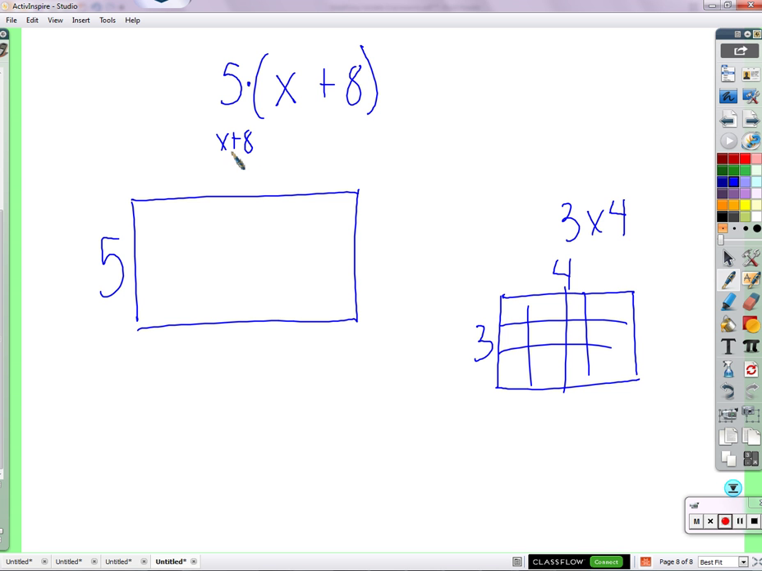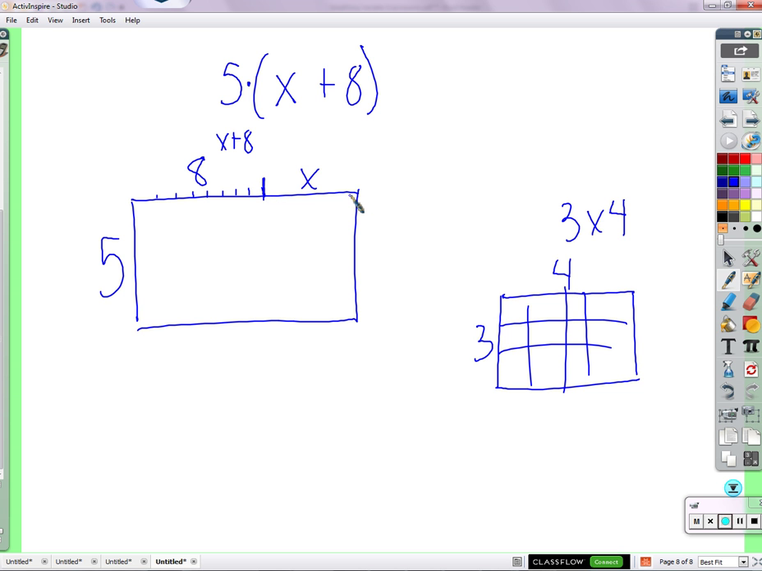How do I make this side x plus 8? How do we make that side look like x plus 8? Eight lines. Okay, so like 1, 2, 3, 4, 5, 6, 7, 8. All the rest is x. Here's 8. Up to there is 8. And from there to there, we'll just call it x.